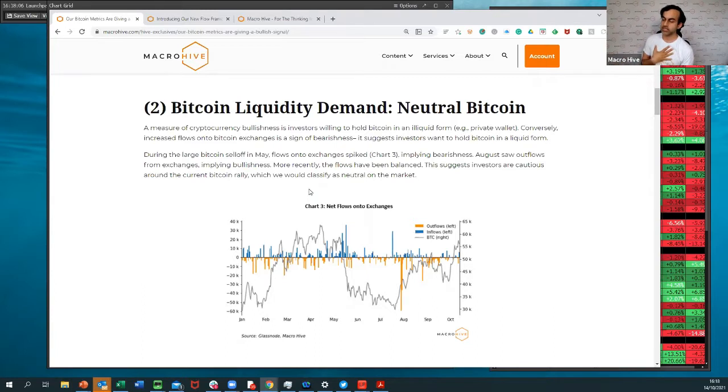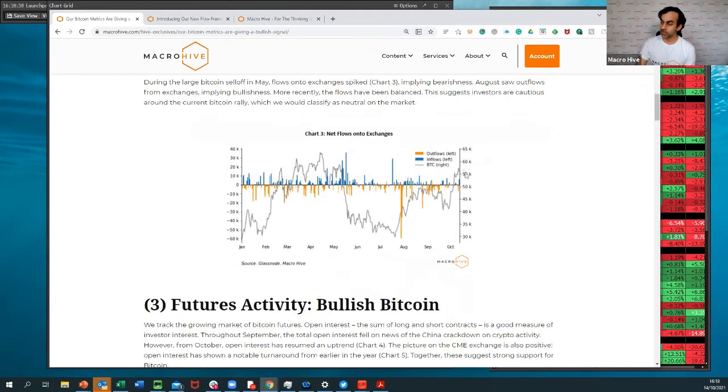And our sense is that the more flows that come onto an exchange away from people's wallets implies that people want to have more liquidity, because they're less confident about holding Bitcoin for the long term, and they may want to sell it. Conversely, if people take money out of exchanges and are willing to put it in their private wallet, that means that they're very bullish. They're going to just buy and hold, and they're going to just keep it in their private wallets. So we track these net flows on exchanges. This is another metric we use.